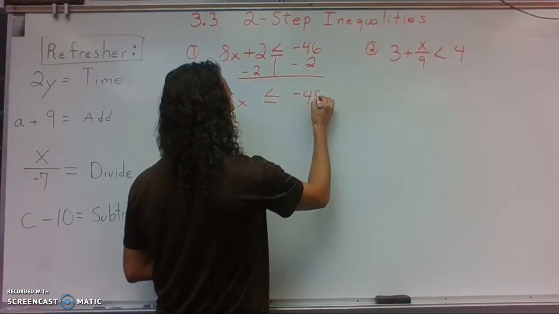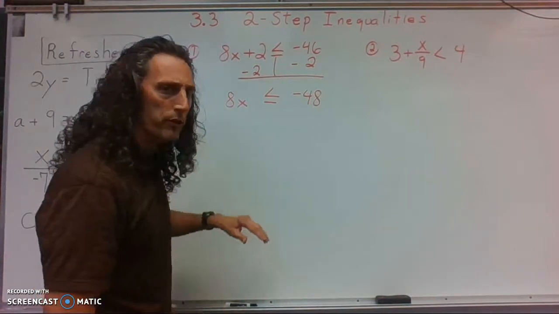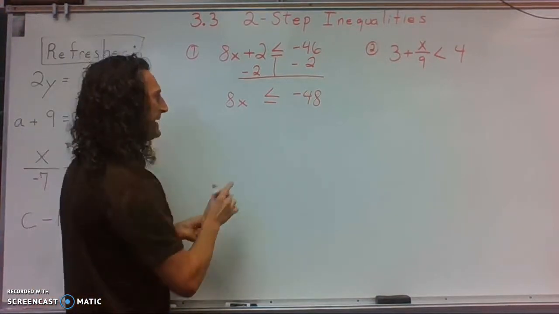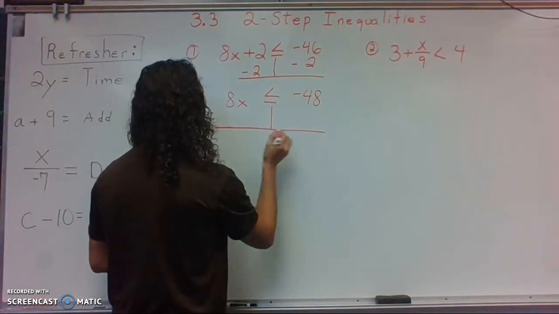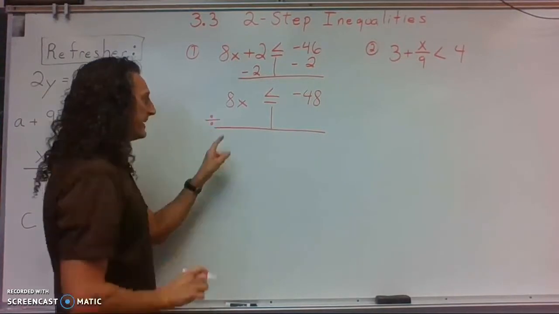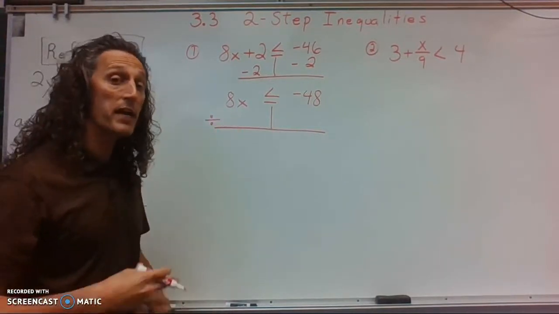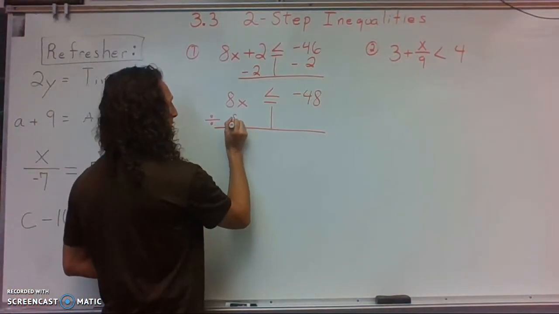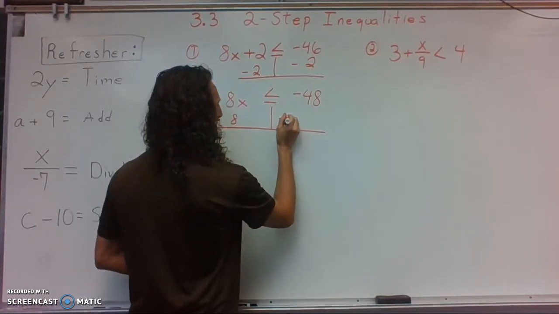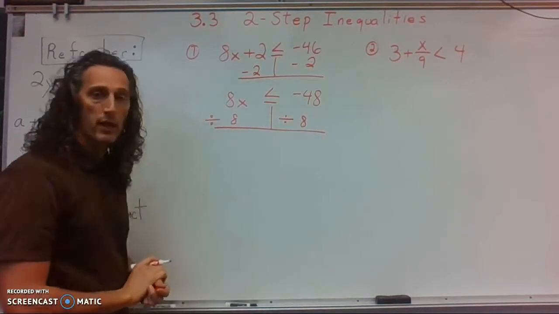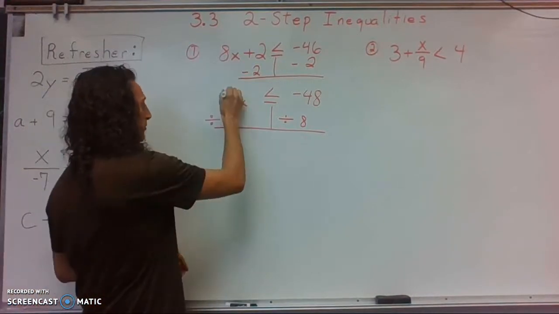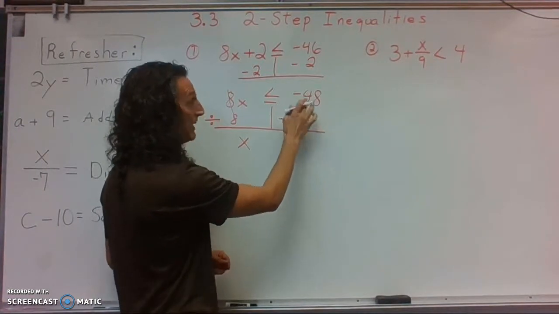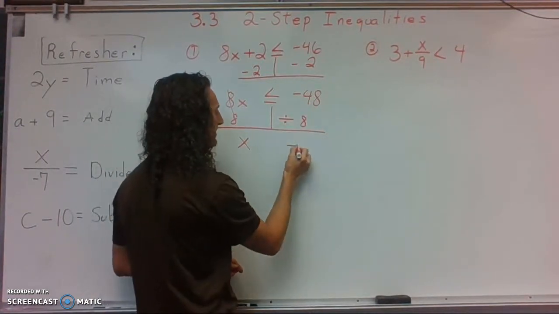So make sure you type that into the calculator, right? And then I'm going to take a look. I have an 8 times x, right? So I'm going to divide by 8, and I'm going to keep my eye out. The 8 is positive, so I'm actually dividing by a positive number, no switching the inequality sign. So I'm dividing by a positive 8, dividing by a positive 8, okay? And that's why there's no switching. So those cross out. Here's my x. Negative 48 divided by 8 is negative 6.